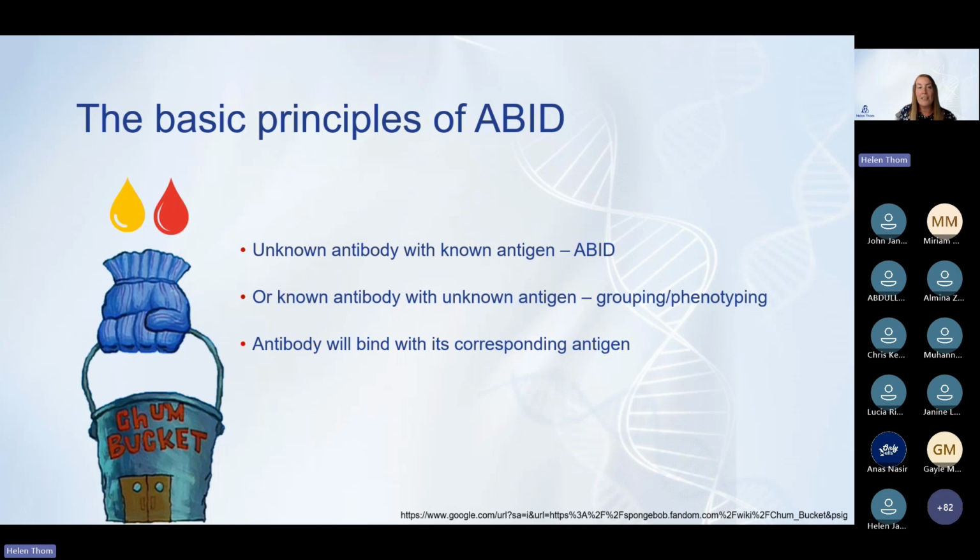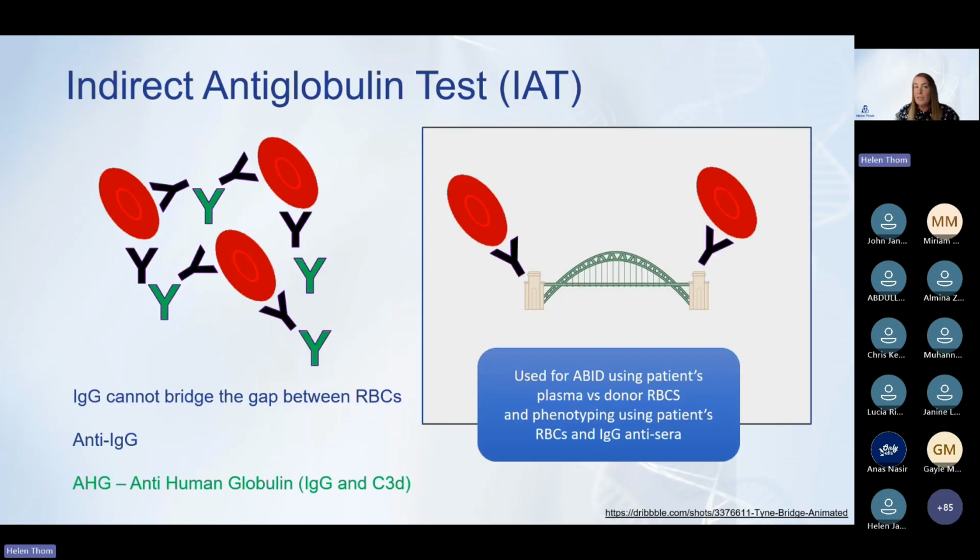So what you've either got is unknown antibody with a known antigen, and this is antibody identification, which I'm going to talk about, or we've got a known antibody with unknown antigen, and this is your phenotyping. So you're using these tools to try and find out what it is. And then with your antibody ID, we know the antibody will bind with its corresponding antigen. So when we're doing antibody ID, we're just mixing known and unknown together, and it helps to identify them. One of the tools that we use is the indirect antiglobulin test.